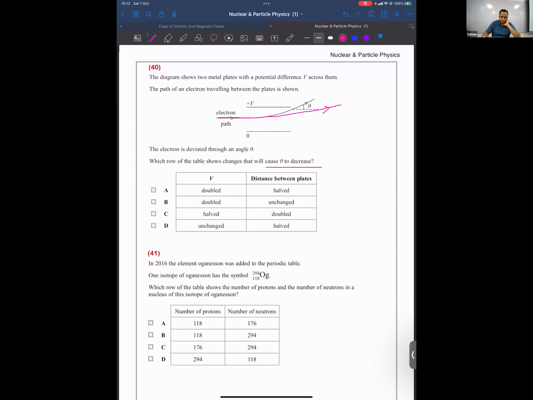If you double the V, that is going to increase the deflection. If you increase the voltage, if you double the voltage, deflection will be more. But if you make the voltage half, like we discussed earlier, when you reduce the voltage, the deflection will be less. And also, if you double the distance between the plates, that will also once again reduce the deflection. So the answer has to be C.